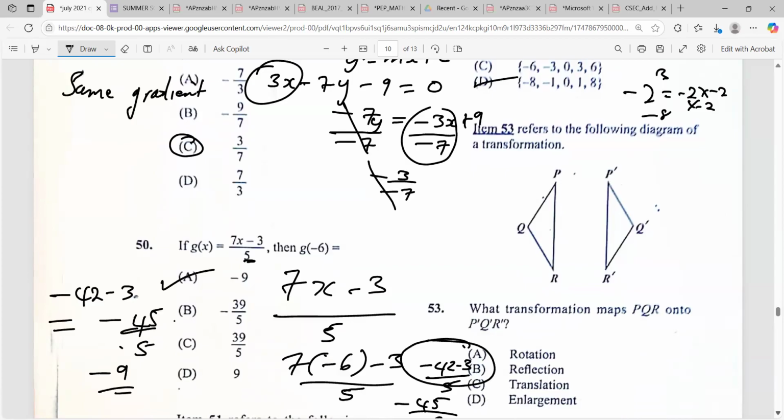All right, this one refers to the following diagram of a transformation. What transformation maps PQR onto that reflection? Somewhere about here, we have a line.